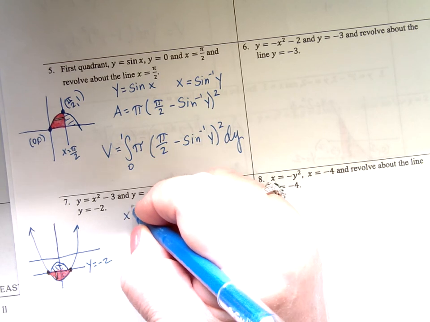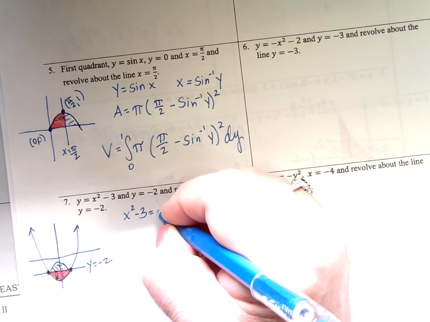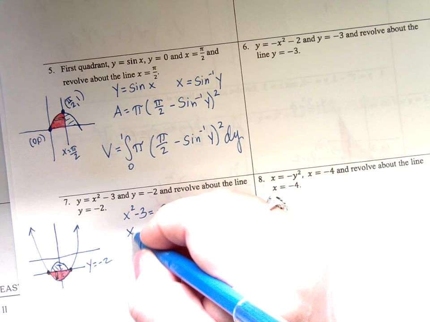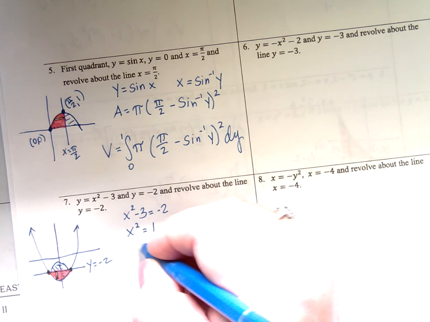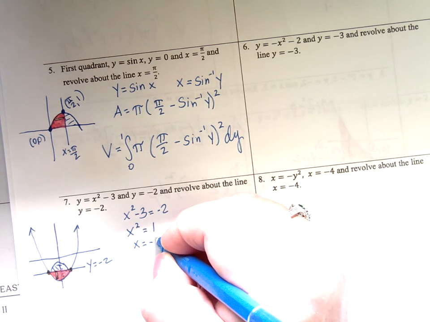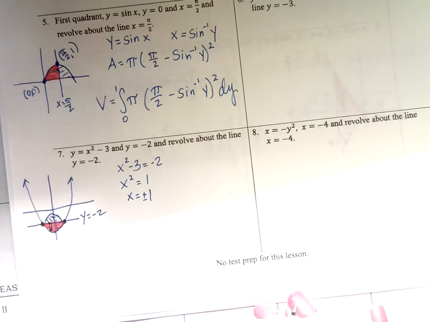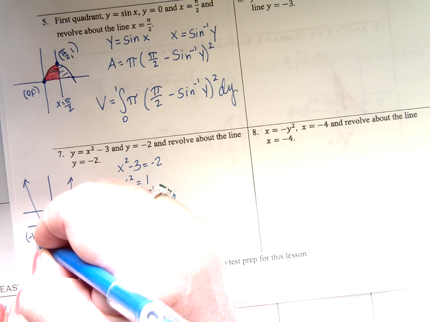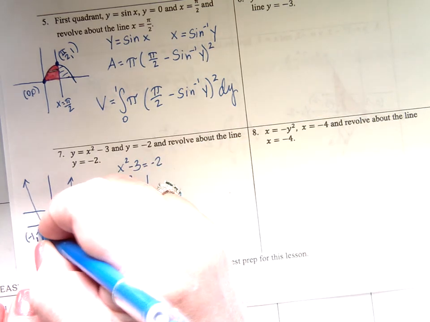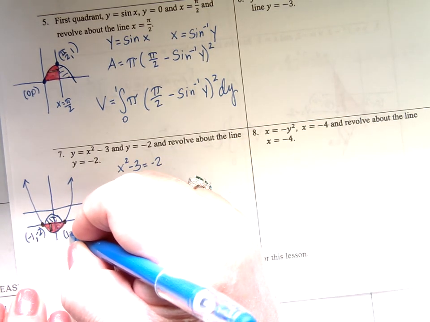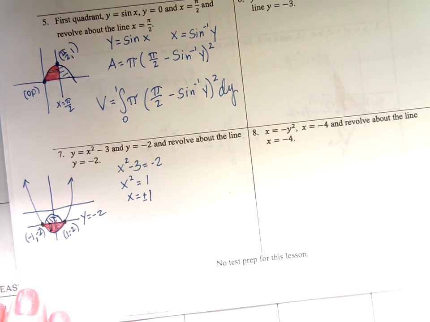x squared minus 3 equals negative 2. Swing the 3 over. We are getting a whole lot of 1s and negative 1s, aren't we? Plus or minus 1. All right, so I know what my x values are. This one would be a negative 1, negative 2. This one will be a positive 1, negative 2. And I'm ready for my area.